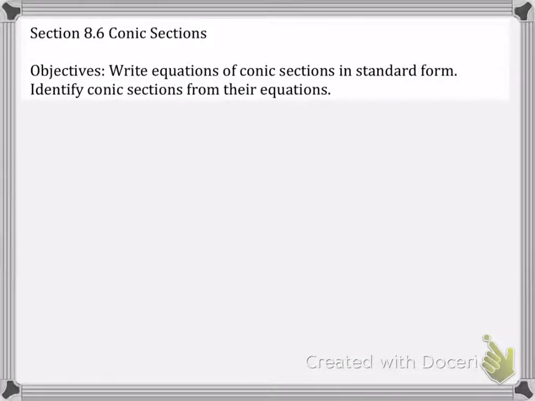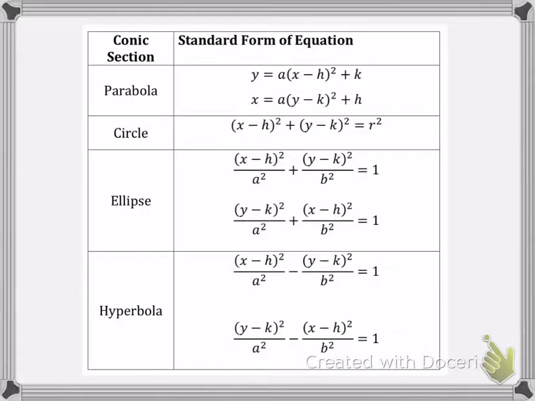Section 8.6 is all about bringing the conic sections together, and we will be doing a lot of completing the square. So these are all the formulas for our different conic sections. These are on our formula sheet, but these are all the different variations that we have.